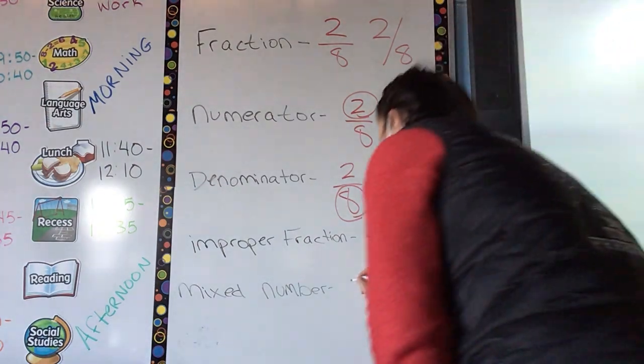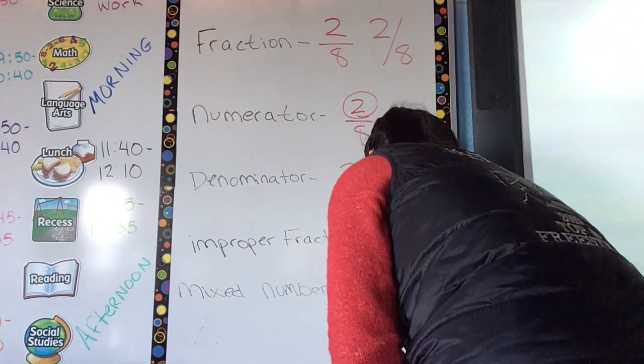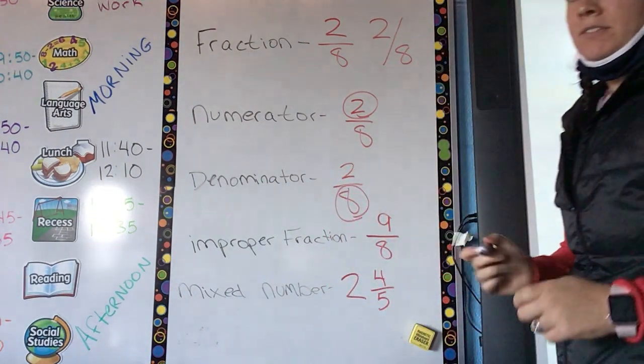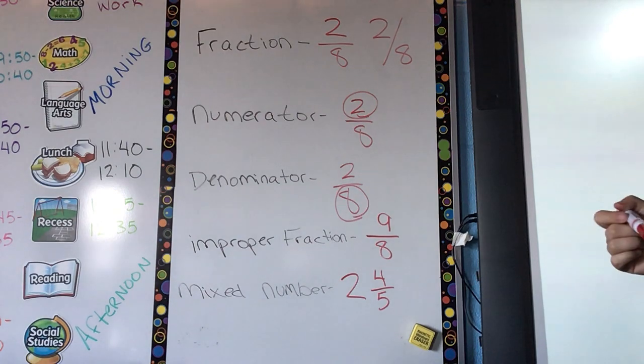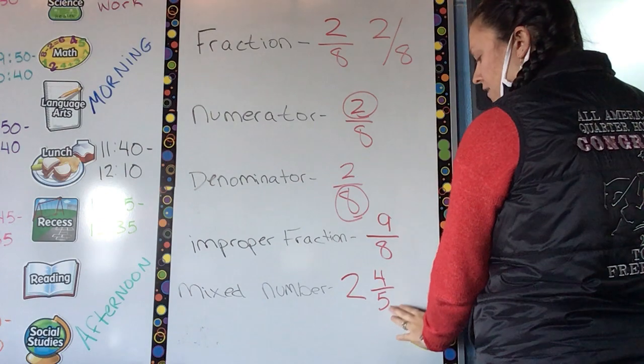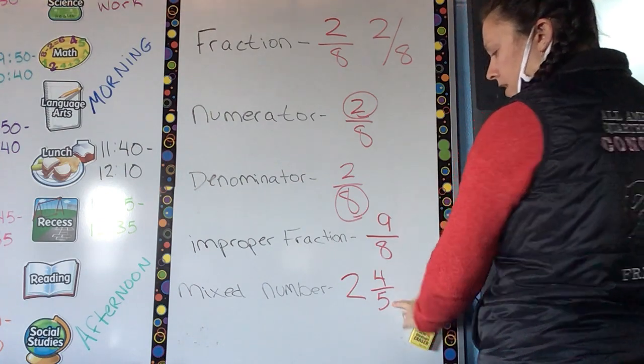So, for example, 2 4/5. That would be an example of a mixed number. I have a whole number of 2, and I have a proper fraction here of 4/5.